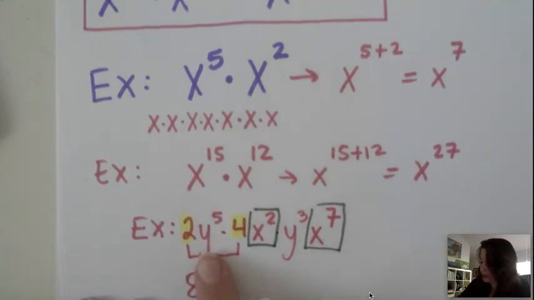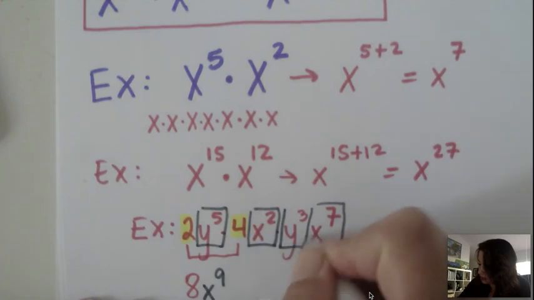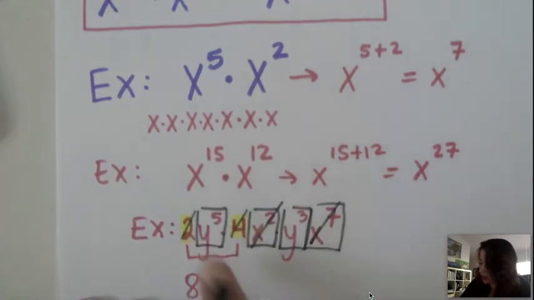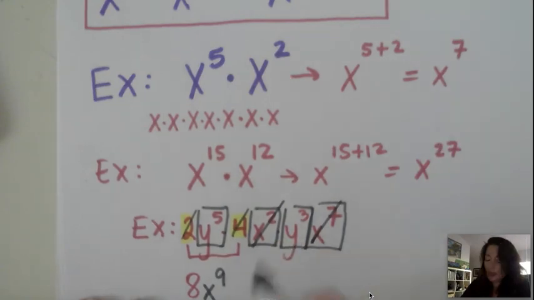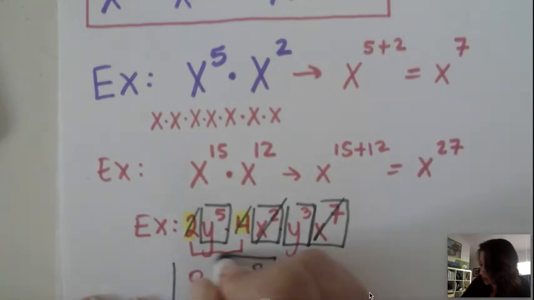And then we also have y to the 5th times y cubed. So we already did these two. y to the 5th times y cubed is just y to the 8th. So this is how we can use the product property.